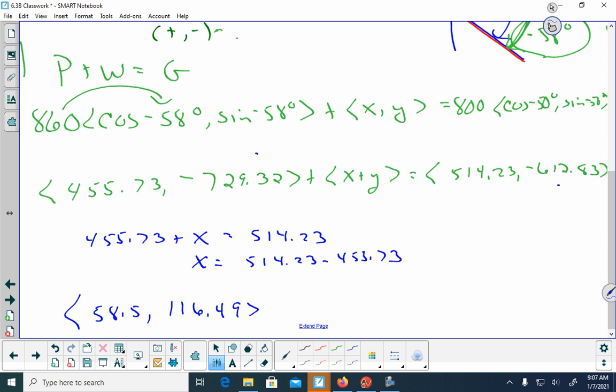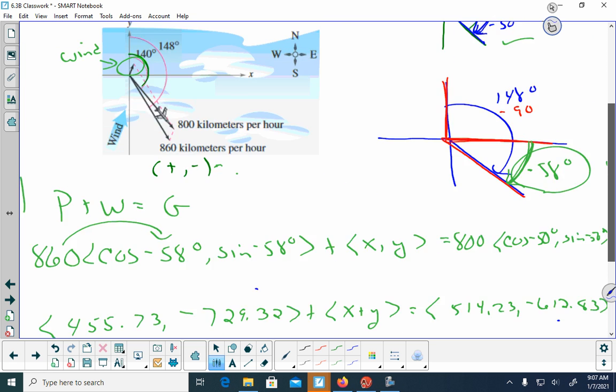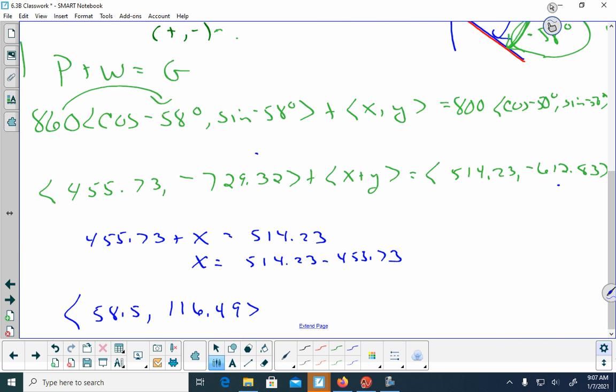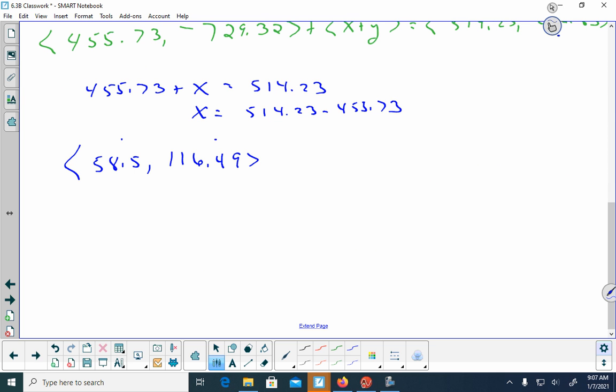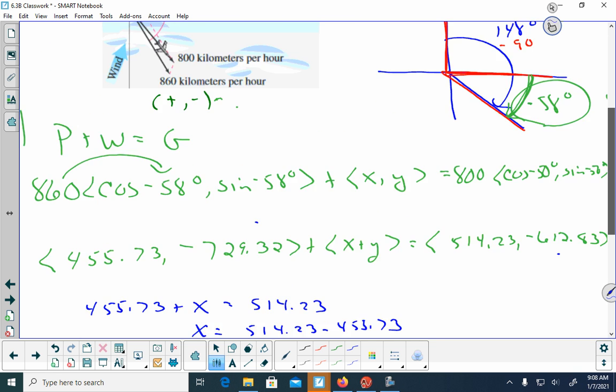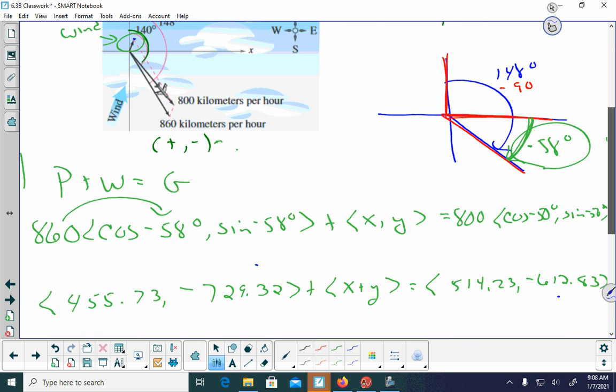So that's the component form of the wind, right there. And I'm happy because it's in the first quadrant, and both my x and my y are positive. So it's making sense. Now it wants the speed. To find the speed, that's the magnitude of the wind. I'm going to do the square root of 58.5 squared plus 116.49 squared. When I do all that on the calculator, I get 130. Going up and checking my units, that's kilometers per hour.